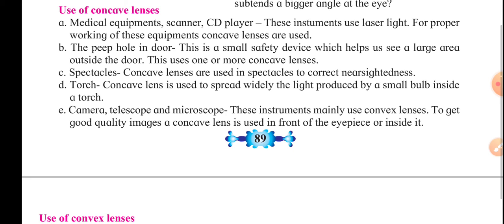In the next video, we are going to see the uses of concave lenses and convex lenses.